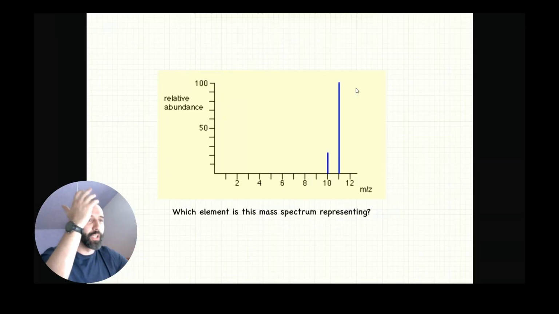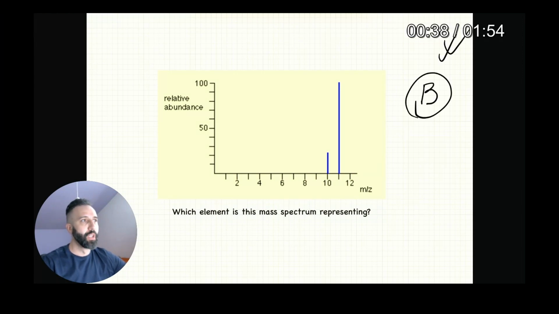You don't want to calculate. You could technically use a ruler or try to read this here and actually calculate a pretty precise mass, but I mean, you don't want to do that. You want to do it quickly. So yeah, this is just boron.